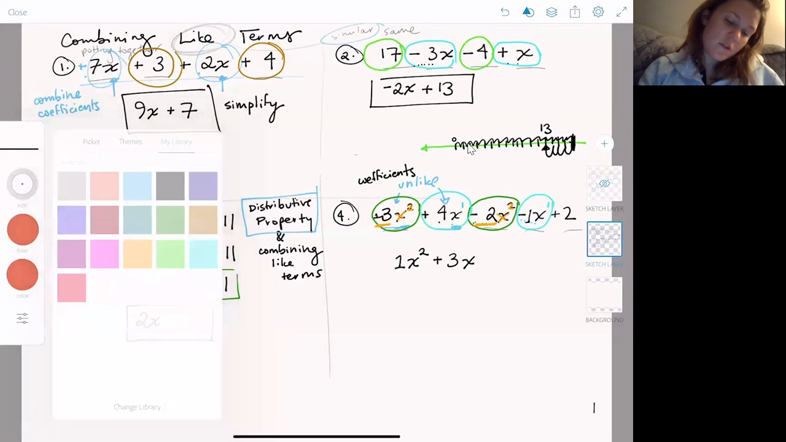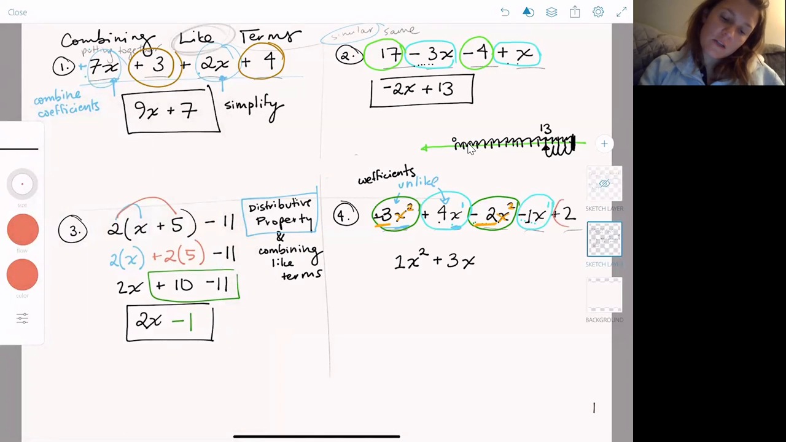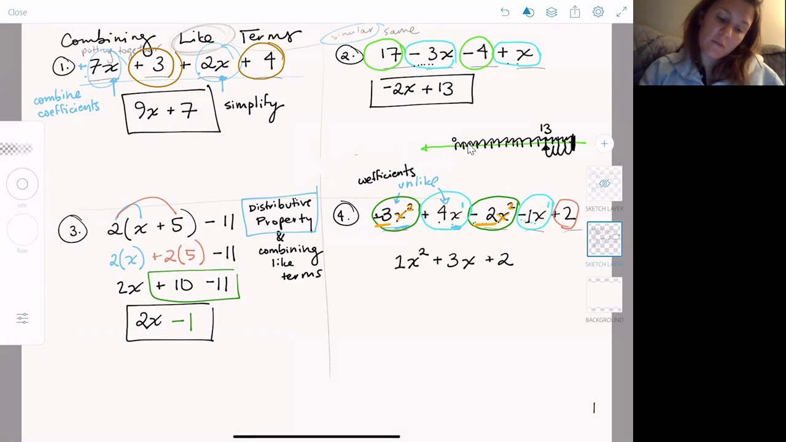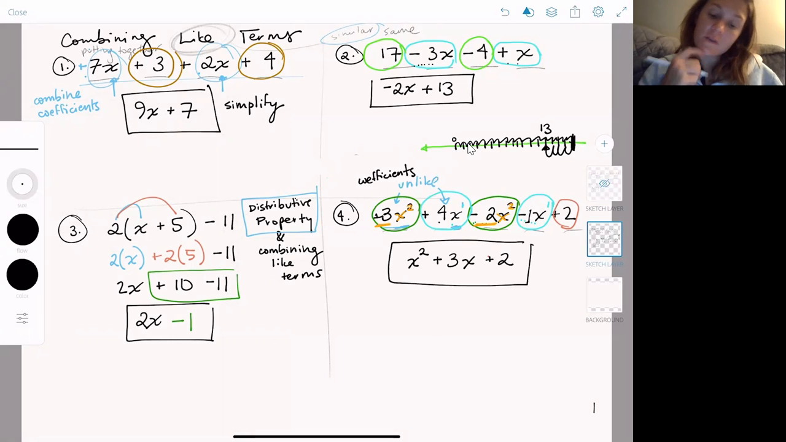And then there's nothing else that's similar to my 2 here. So I'm actually just going to go ahead and add that at the end because there are no like terms, so I cannot combine it with anything. I don't need that 1. And that is my answer. You cannot make it any simpler.